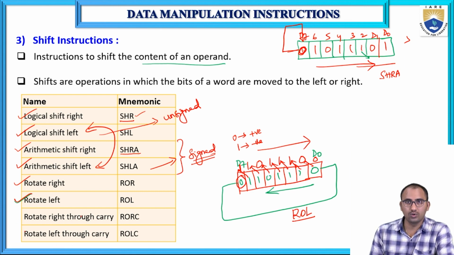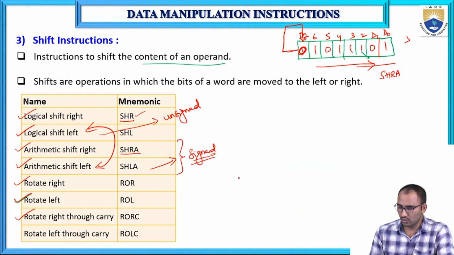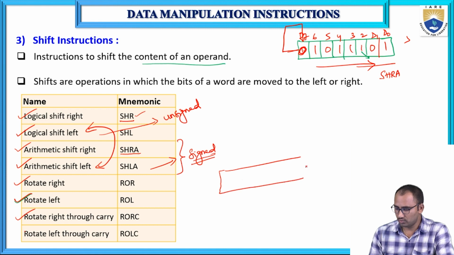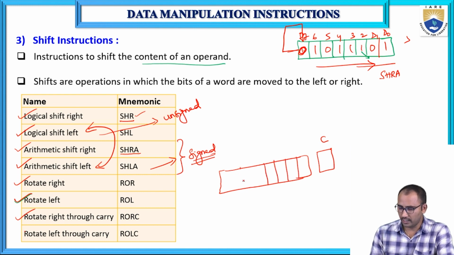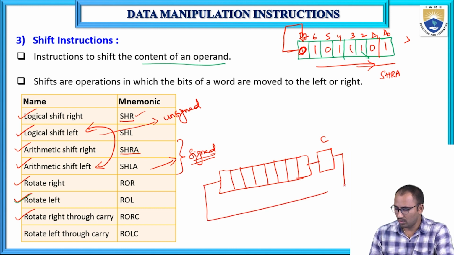Next, rotate right through carry. So see here, you have a register and you have a carry. This is the carry flag, and this is an 8-bit register. So we are rotating the contents of the register through the carry flag. That's why it is called rotate right through carry, and the mnemonic is RORC.